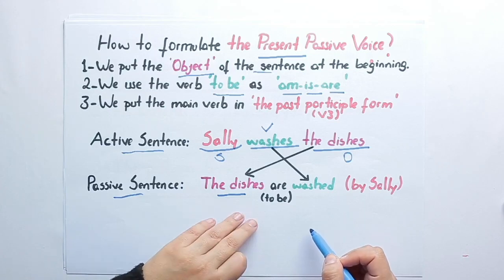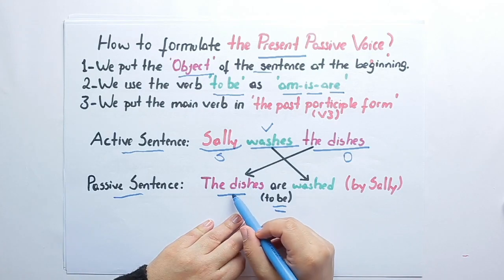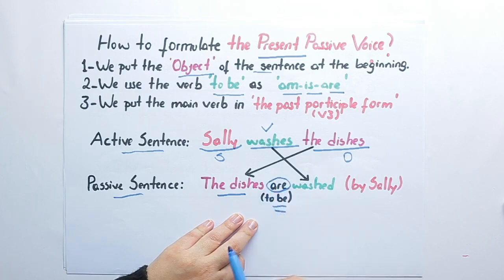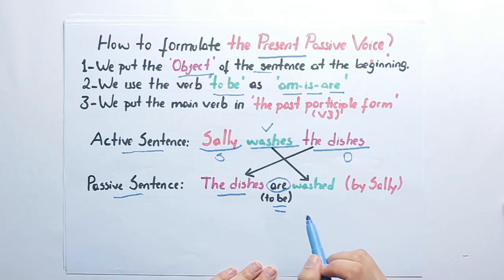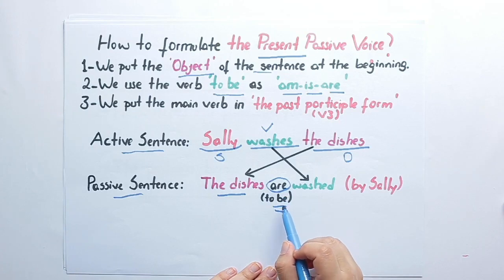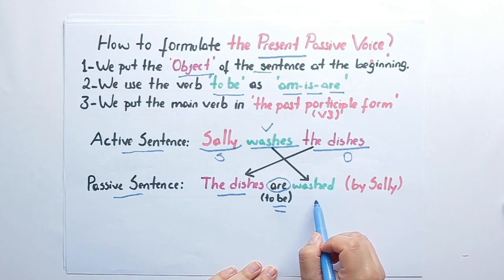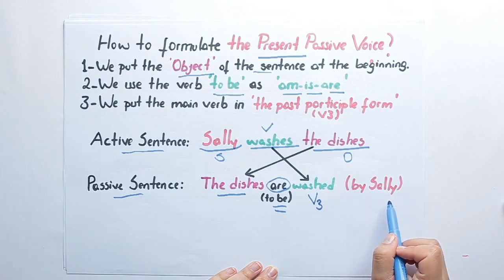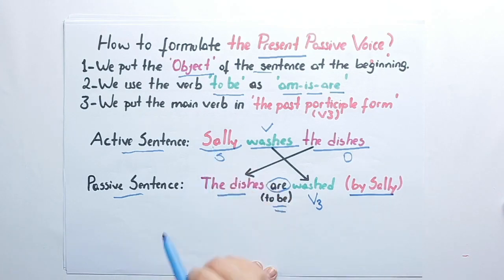Then I need the verb to be, as this is a kind of plural subject, are, which is suitable for dishes. After are, after to be, I need the verb in the past participle form, and at the end of the sentence, if you want, you can add by Sally. It is optional for you.